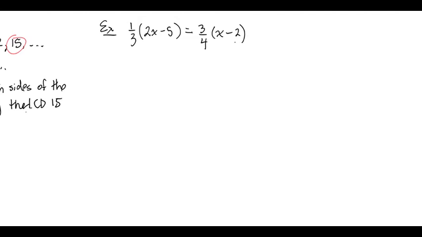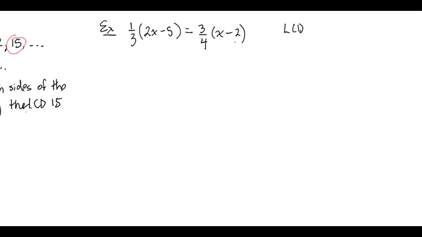So here's an example, and it's very much like the last example. It just looks a little bit different. Instead of having the whole 2x minus 5 as a numerator, now there's a coefficient in front. There's a number in front being a factor of 1/3. So what we're going to do, off to the side, is find the LCD.